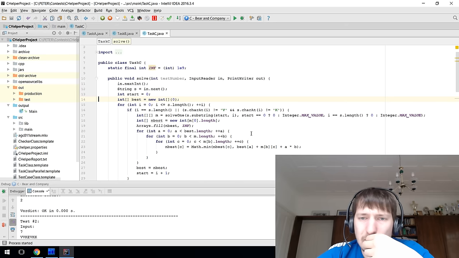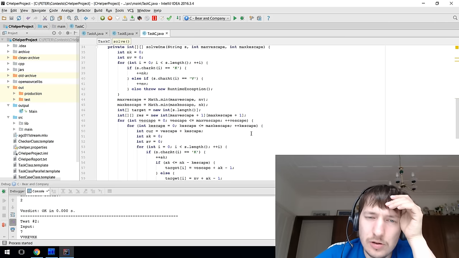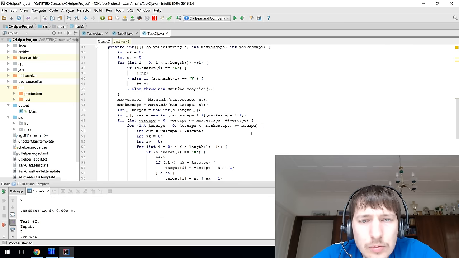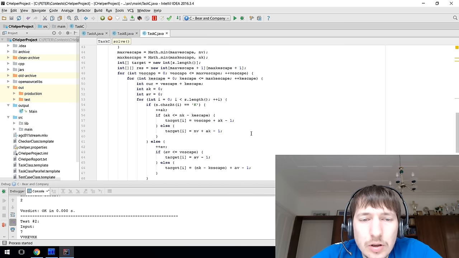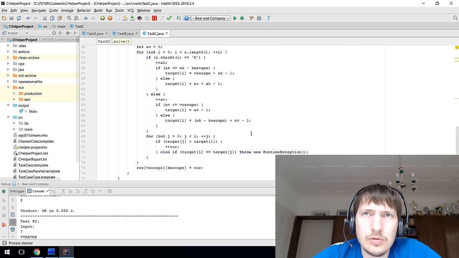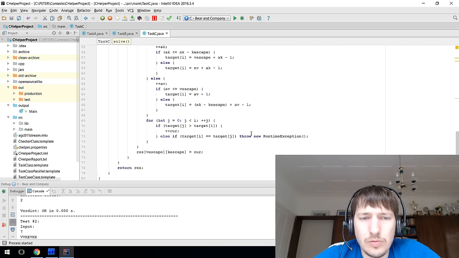Stress test probably will not help even, because for small tests it might well work. Yeah, I don't see why it shouldn't work for all tests though. Target, we feel here. So if two letters have different targets, and we check that all targets are different, so there's probably no bug here.